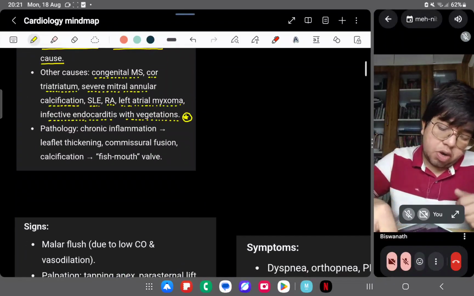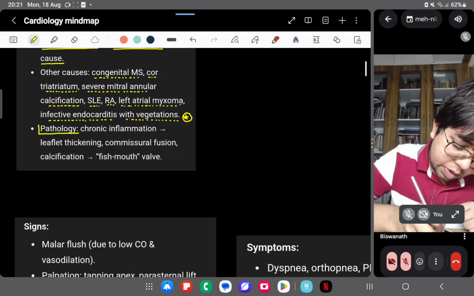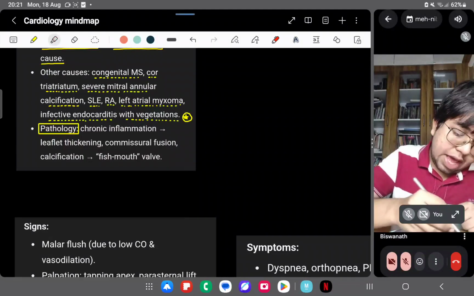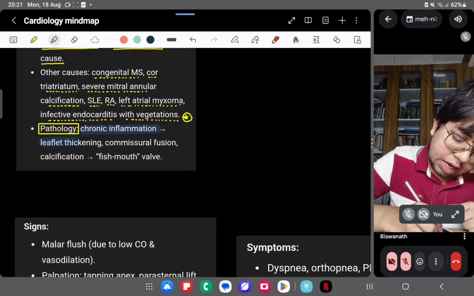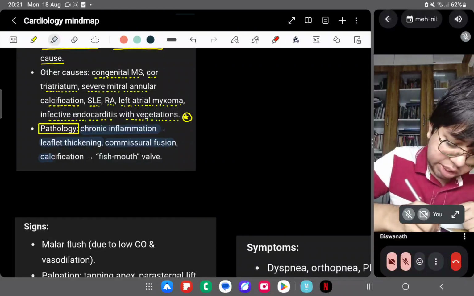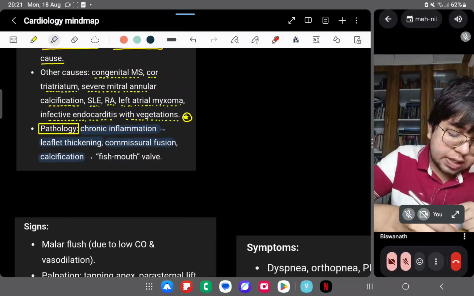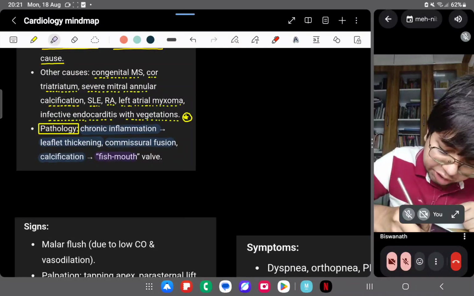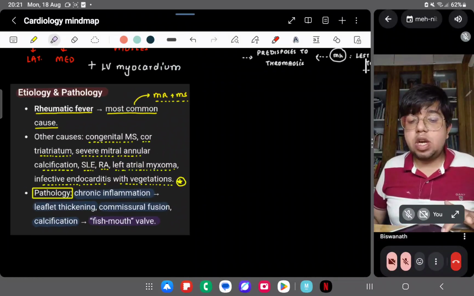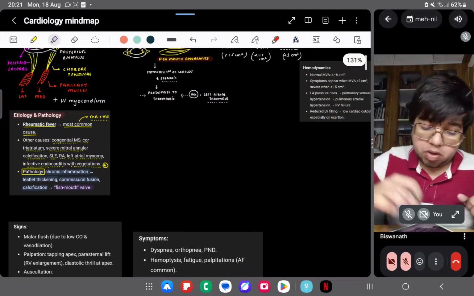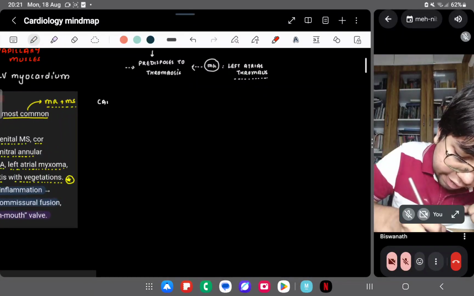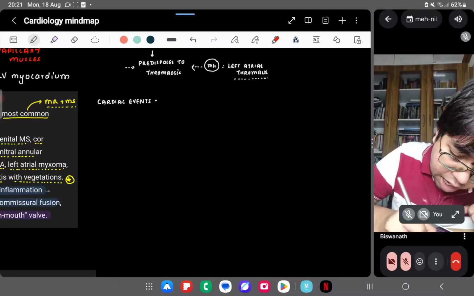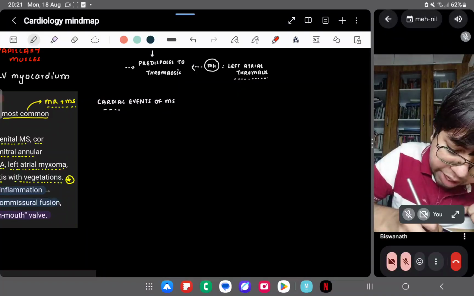So pathology, I already told you. We have chronic inflammation, leaflet thickening, commissural fusion, and calcification. And this condition is called the fish mouth valve. I told you already about the fish mouth valve. And now we are ready to go into the cardiac events of MS, which is our main part of discussion.